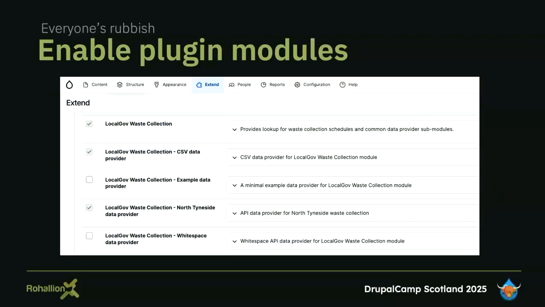So out of the box, we provide the CSV data provider, an example data provider, which is kind of a minimal provider, and the whitespace data provider. The Web Aspects data provider, the SOAP-based one is, so the whitespace is the SOAP one. The Web Aspects one is coming soon.